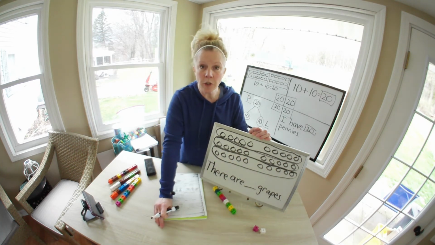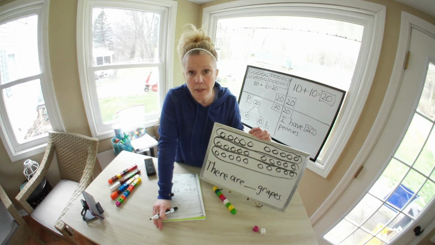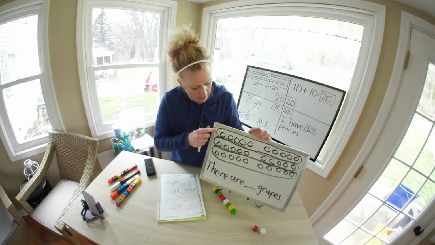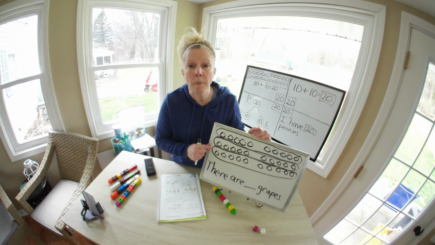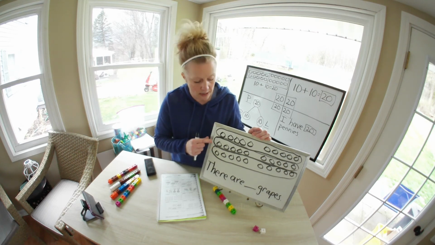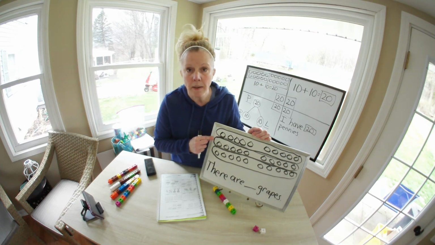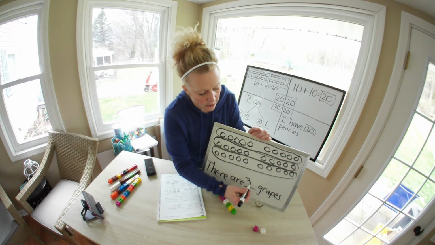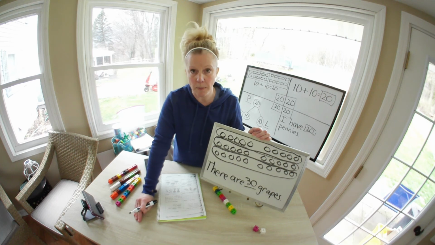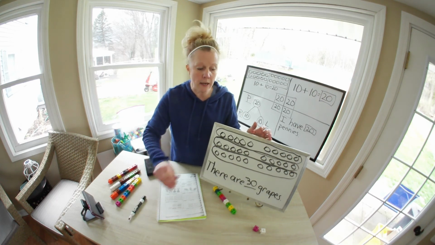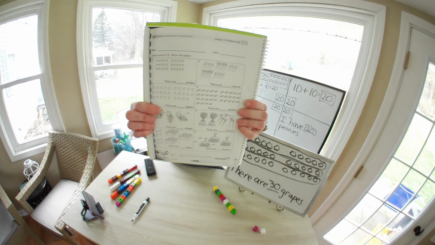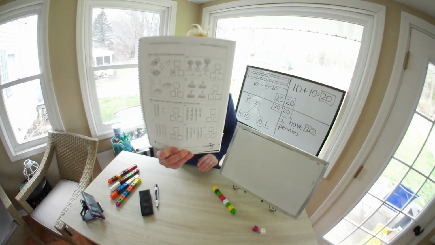So now what I need to do is I need to count by tens to see how many grapes I have. So if I take a look, I have 3 groups, so we need to count by tens 3 times. 10, 20, 30. So there are, fill in the blank, 30 grapes. What I want you to do now is continue on with the rest of page 2. Let's look at page 3. Looks like this.